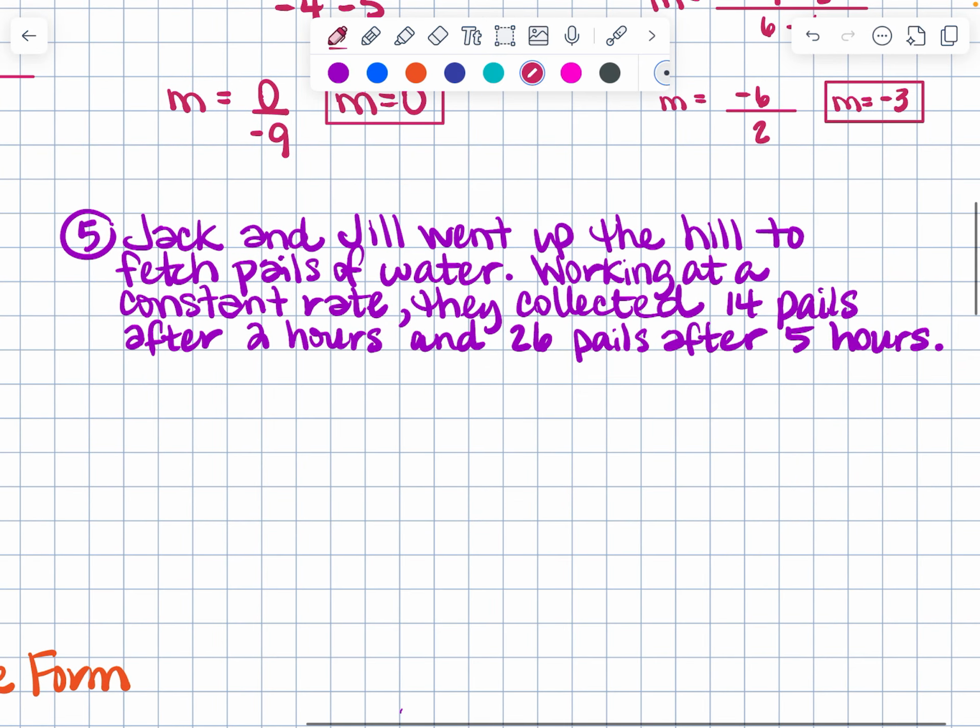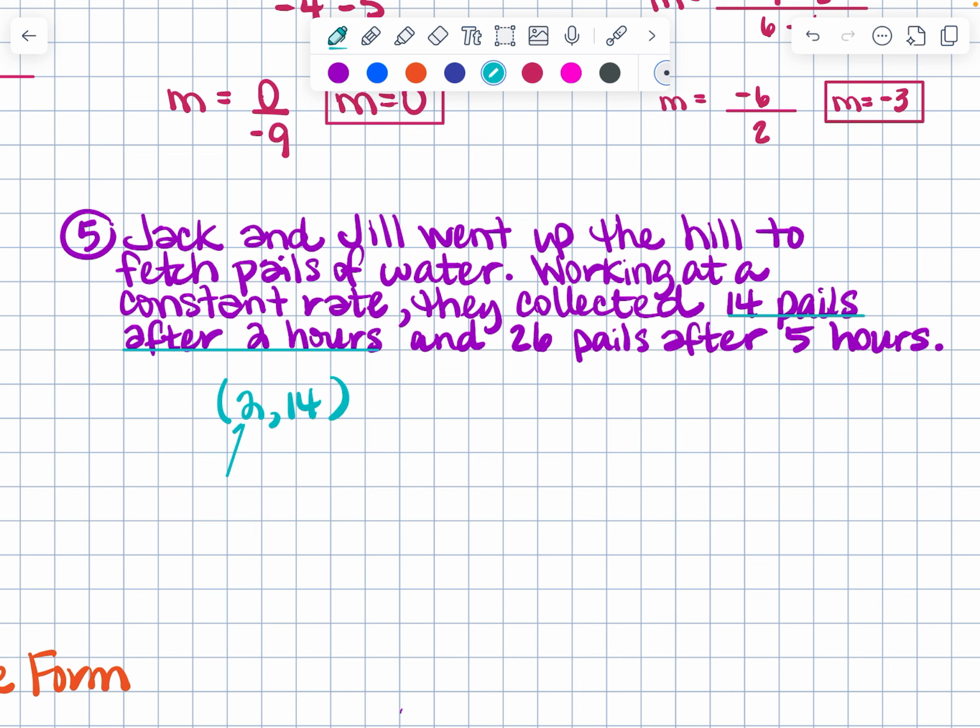All right, and then lastly, from a story problem: Jack and Jill went up the hill to fetch pails of water. Working at a constant rate, they collected 14 pails after 2 hours and 26 pails after 5 hours. Notice this problem did not mention the keywords each, every, of, per, which would imply they are just giving us the slope. But they are giving us 2 points of data. So they're telling us that they collected 14 pails after 2 hours.